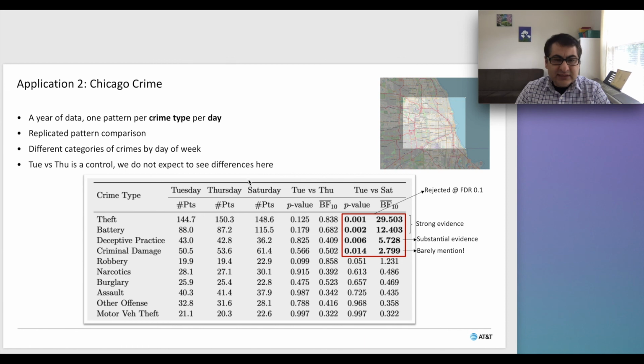So we run our test, and you can see here that for the Tuesday versus Thursday comparison, no hypothesis got rejected. And here on the right, for the Tuesday versus Saturday comparison, you will see that a number of comparisons get rejected. Let me note that the rejection here is based on the Benjamini-Hochberg procedure at the FDR level of 0.1. Here you can also look at the Bayes factors, and they're also useful in interpreting the results. For example, the Bayes factors for the top 2 differences, theft and battery, are pretty large, and based on Jeffreys' rule of thumb, you would say that there's strong evidence against the null. For deceptive practice, by the same rule of thumb, you would say there's substantial evidence. But for the last one, criminal damage, you'd say that it's barely worth mentioning.